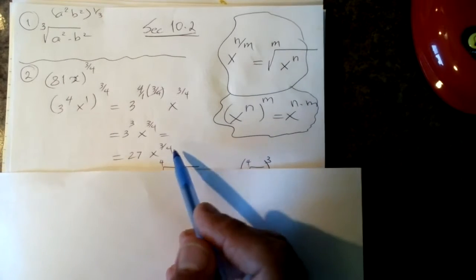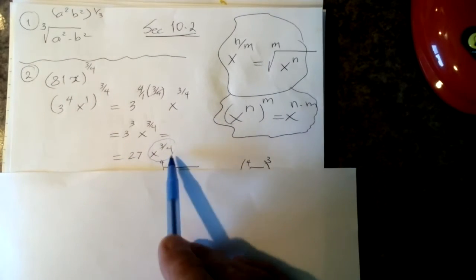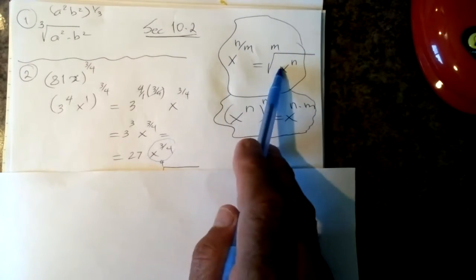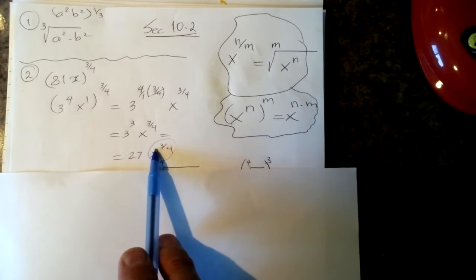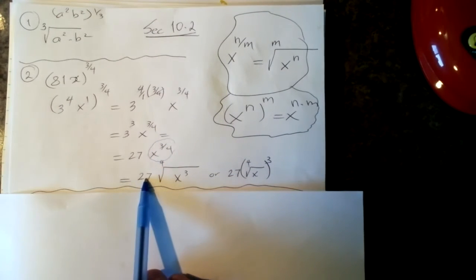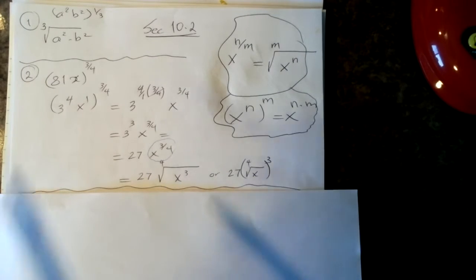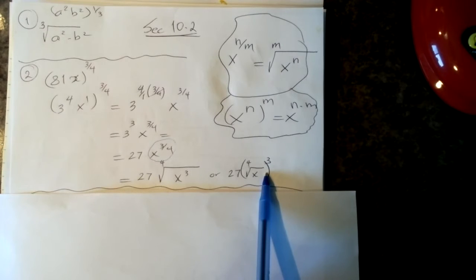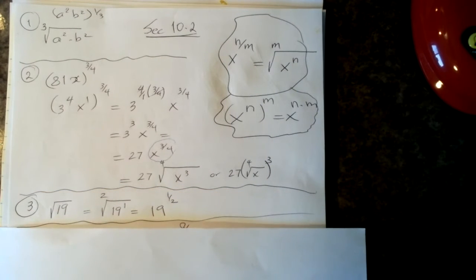Now we decide to just take this part and change it from exponent to radical. If you want to go from exponent to radical, that's how you write it. And that 27 always stays there. So this is the conversion of the exponent to radical 4.